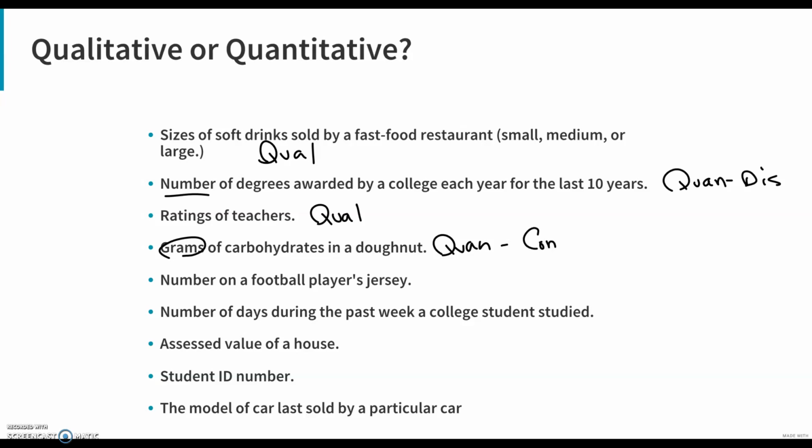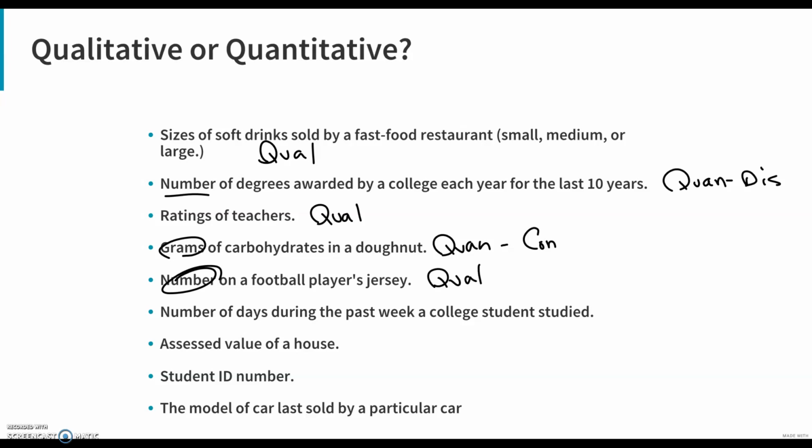Okay, number on a football player's jersey. Now careful with this one. Just because it says number, it's not actually counting how many football players. It's talking about the number that's on the jersey, so that's a quality of that person. So that's got to be qualitative.